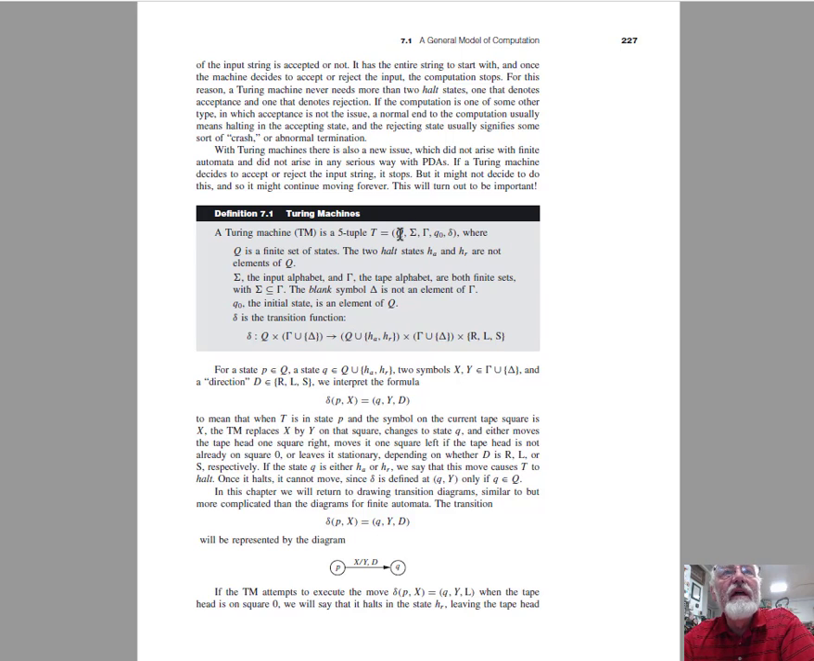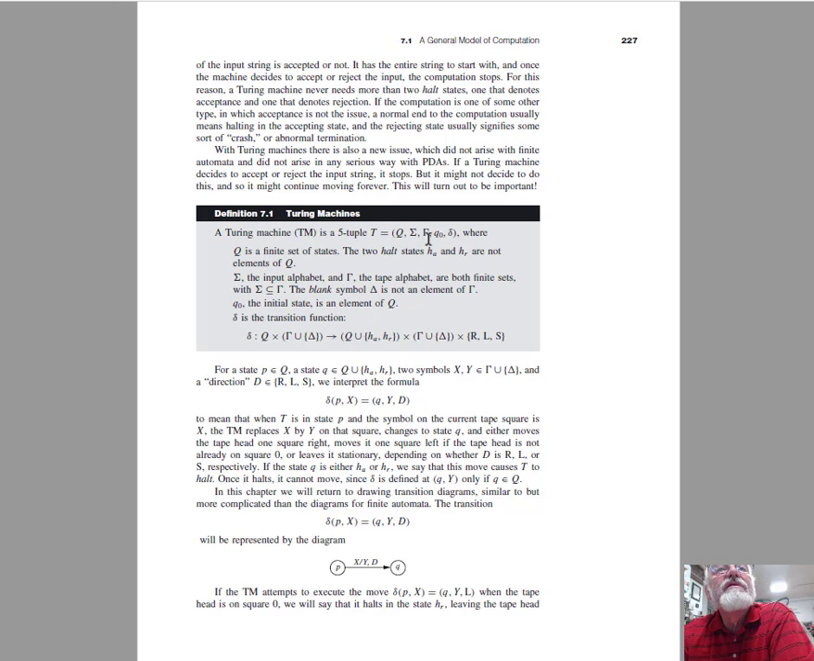A finite set of states, just like a PDA or a finite automaton, an alphabet, like a finite automaton, and then we have this gamma, which is different. It's an additional set of characters, an additional alphabet, basically, and we're going to see that Sigma has to be a subset of gamma.